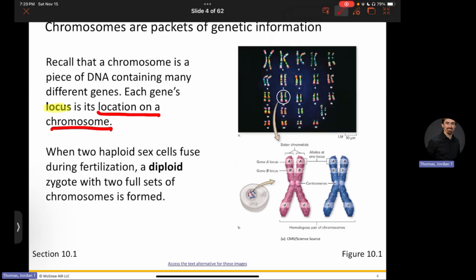When two haploid sex cells fuse, a diploid zygote with two full sets of chromosomes is formed. So remember, in a diploid cell, we have two full sets of chromosomes. In this picture right here, we have gene A and gene A, gene B and gene B. And this is when the DNA is already duplicated, already replicated. So we have two full sets of DNA.